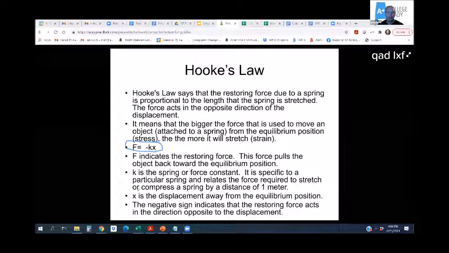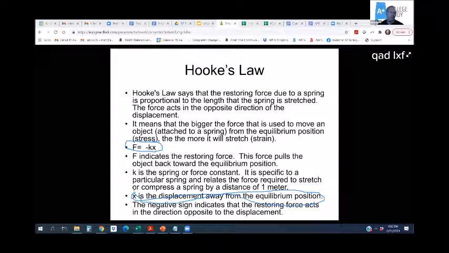Let's talk about x next. x is the displacement: how far the object has been moved away from the equilibrium position. And finally, k is the spring constant. Sometimes you'll hear it called the force constant, but usually it's the spring constant. It relates to how strong the spring is, and it's measured in newtons per meter.